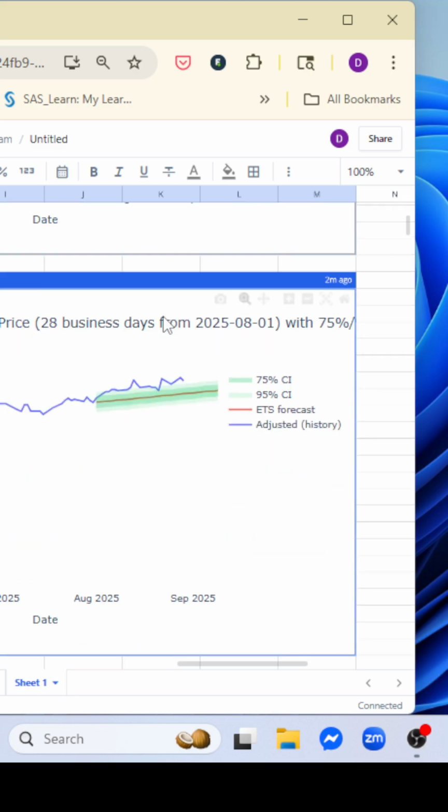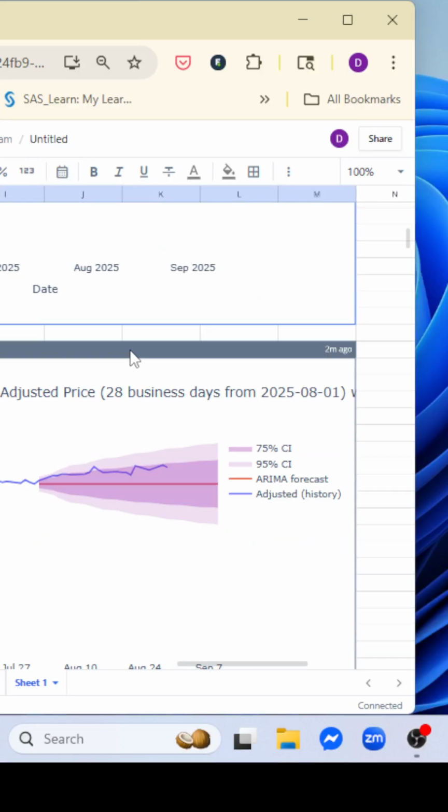What about now? What's interesting is the ETS, the actual adjusted price, is outside the predicted price. Well, that's kind of interesting. Finally, this is probably the most interesting of all.